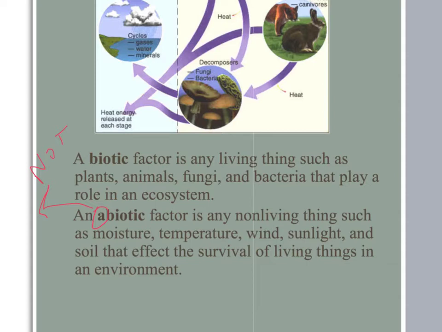Now, abiotic are things that are not living. So the sun is not living, water is not living, moisture is not living, temperature is not living, wind. However, all these non-living things also must interact to ensure the survival of the organisms in the environment as well.